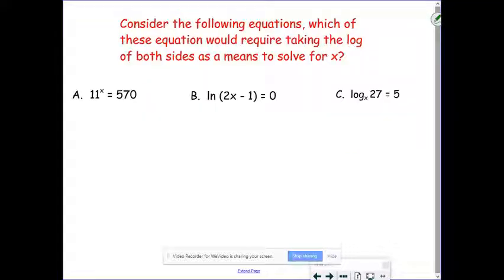All right, so look at these for a second. Which of these equations would require taking the log? The key, where is the x? In the first one, x is in the exponent. Yep, I'm going to have to take the log of that one. In B, well, the x isn't in the exponent, so I'm not going to have to. I just rewrite it. e to the 0 is 1. That's pretty easy to solve then.